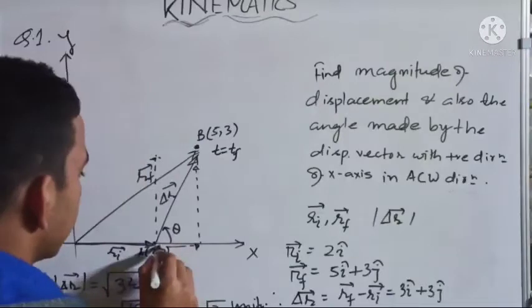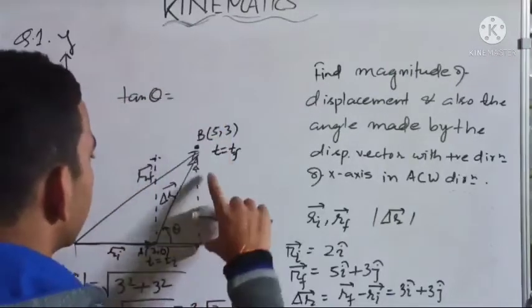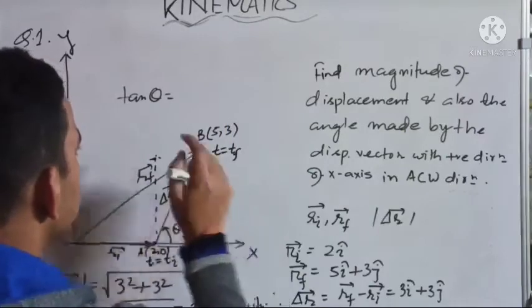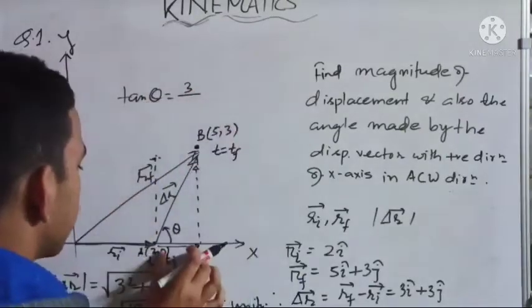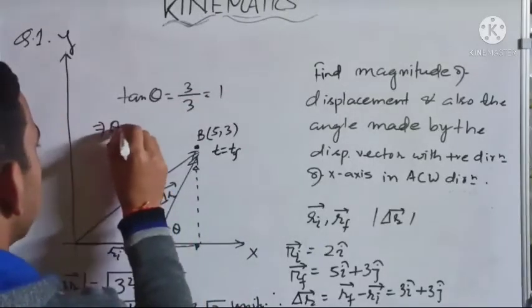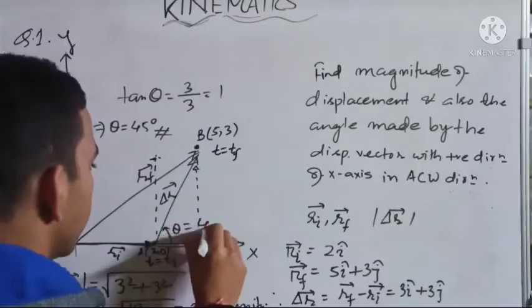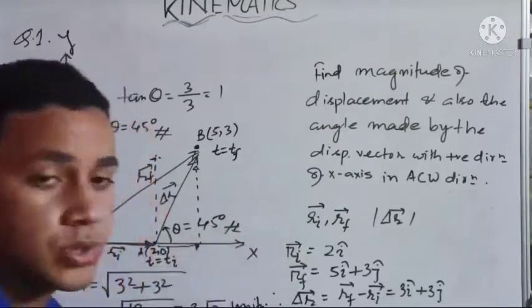From this figure, we can write tan theta is equal to this. Its magnitude is 3 upon its magnitude, which is also 3. That is equal to 1. Therefore, theta is equal to 45 degree, which is going to be our answer. Theta is equal to 45 degree. Hence, solved.